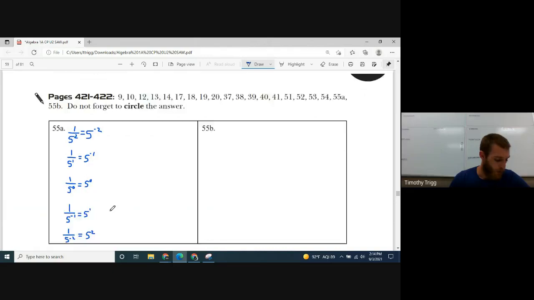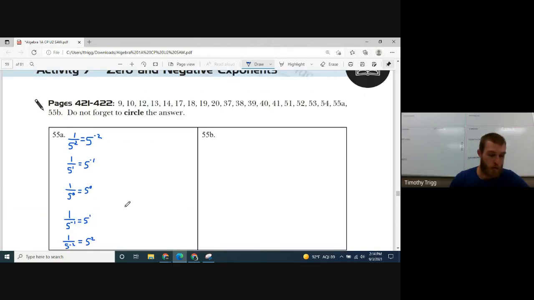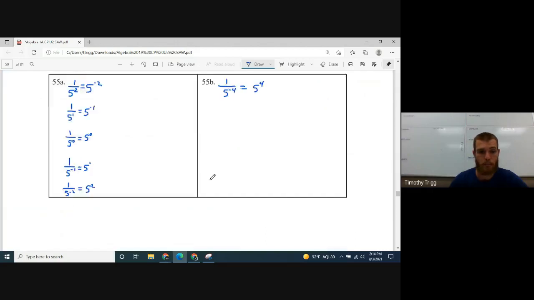Part B, write 1 over 5 to the negative 4 using positive exponent. So 1 over 5 to the negative 4. We want to write this using positive exponent. So notice it's in the denominator and it's a negative exponent. So it needs to move where it's at, making it a positive exponent, but on top. And there you go. All done.